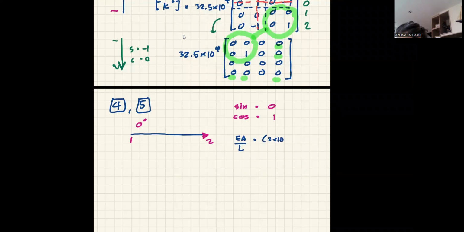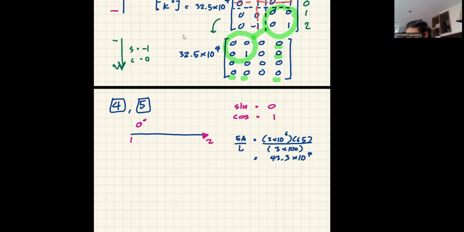That's 2 million. A is 65. L is now 3 meters. Okay. Here will turn out to be 3.3 multiplied by 10,000.